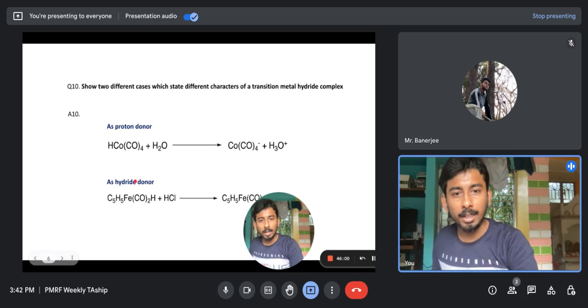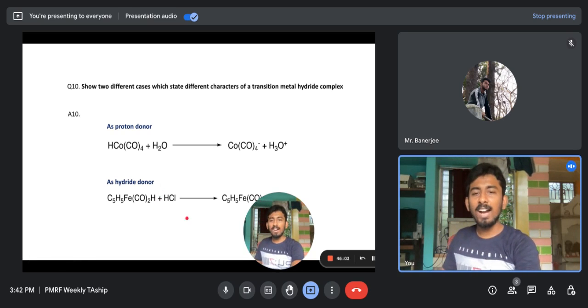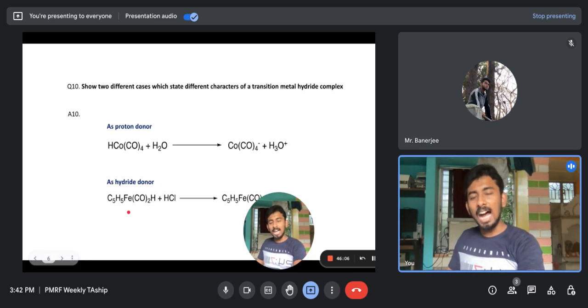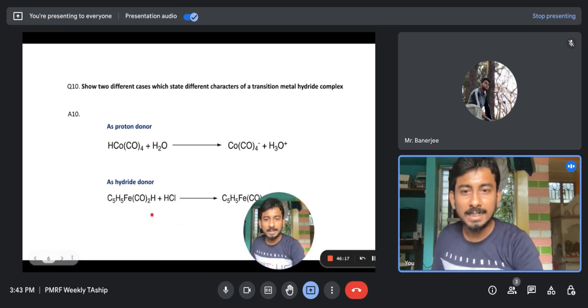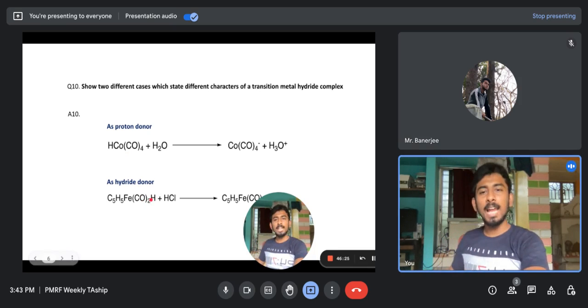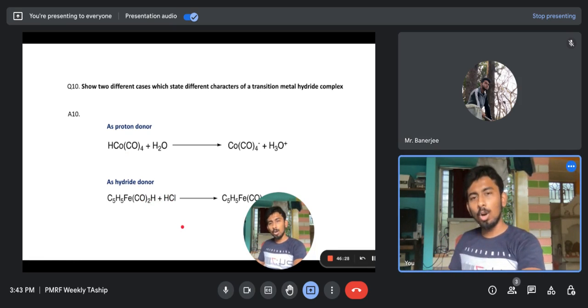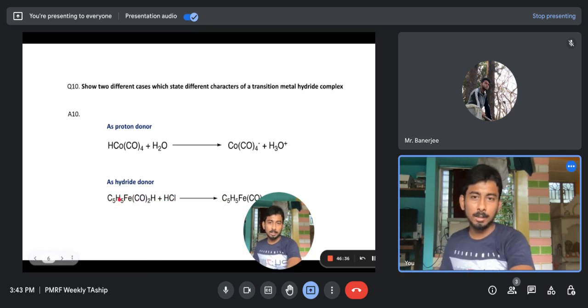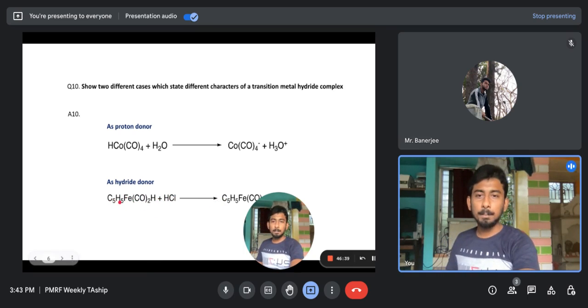But it can also act as a hydride donor. In this case it is C5H5 Fe(CO)2 H, an iron center, nothing but Cp, the cyclopentadienyl iron dicarbonyl hydride. When it is treated with a Bronsted acid, that is HCl, what happens? Its nature is completely opposite to that of HCo(CO)4. It is acting as a hydride donor. This hydride captures the proton to release molecular dihydrogen, and the Cl minus will be bound to the iron center. The Cp is minus one, the Cl is minus one, so this is a plus two state.